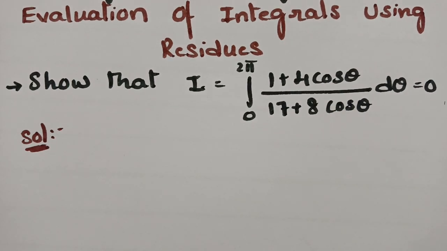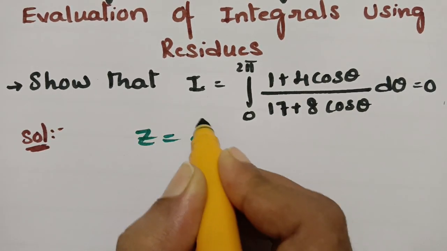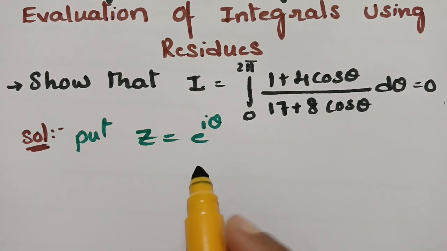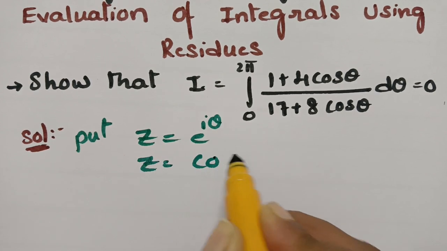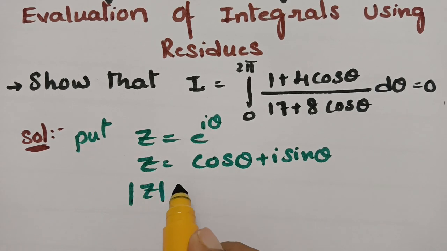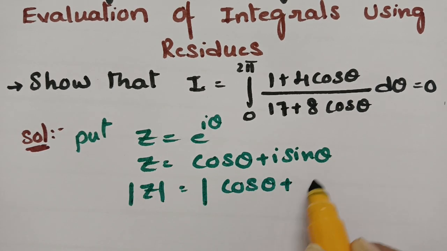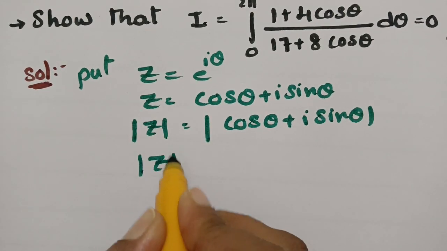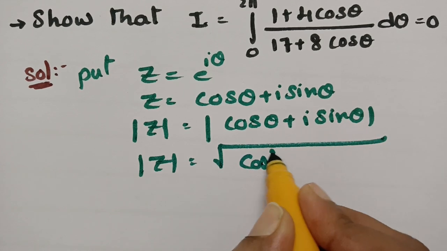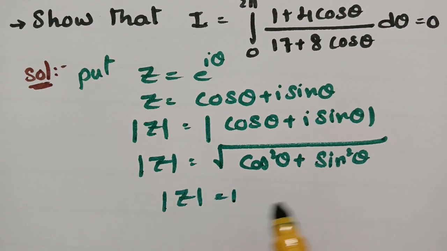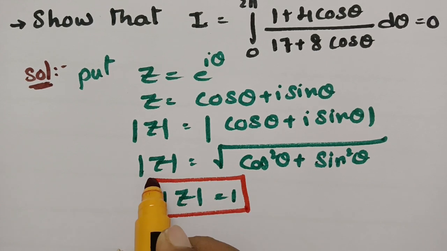For showing this, first we have to take z equal to e^(iθ). So what is e^(iθ)? z is equal to cos θ + i sin θ. If I take modulus on both sides, |z| equals the modulus of cos θ + i sin θ, which is the square root of cos²θ + sin²θ, and therefore |z| = 1. So this is the region: a circle with center 0 and radius 1.